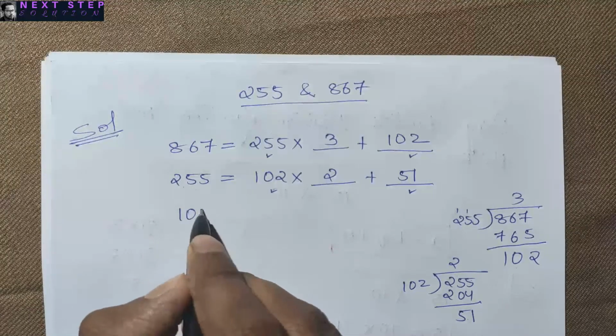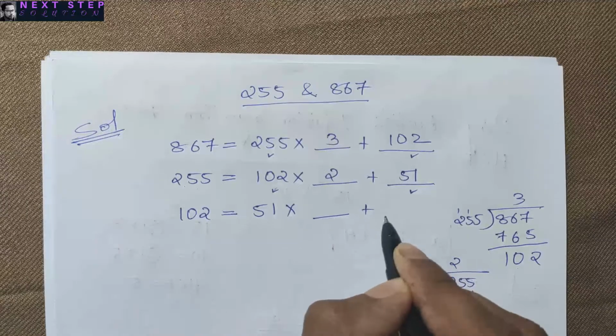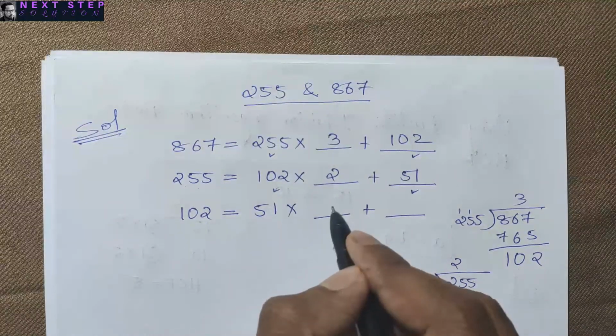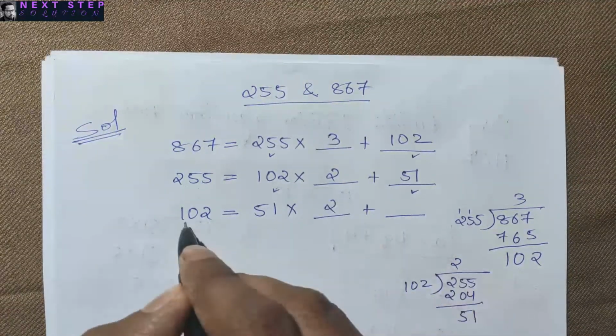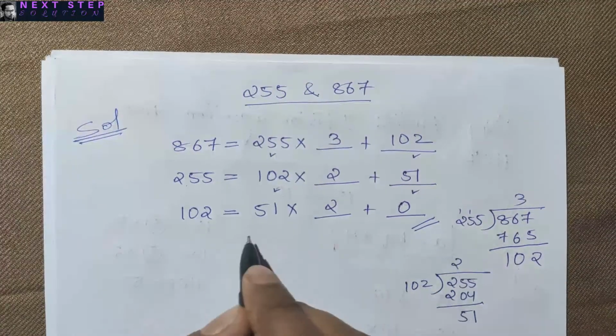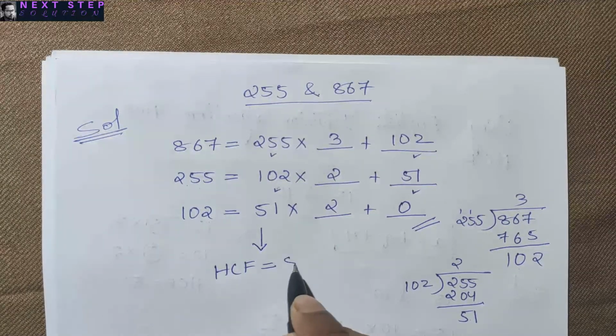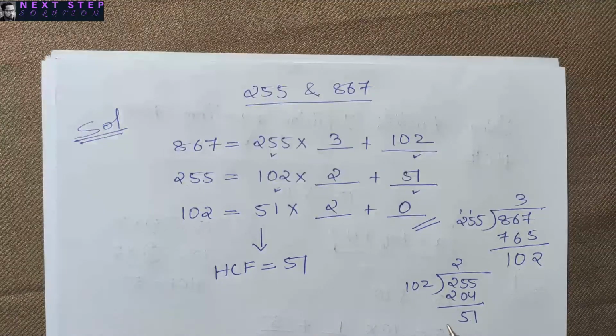We have 102 and 51. Multiply with a number and add a number to it. Now what should we multiply? 51, if you multiply with 2, we will already get 102, so we have to add 0, and as soon as we get 0, our calculation stops and this number becomes the HCF, which equals 51. That is finding the HCF using Euclid's division algorithm.